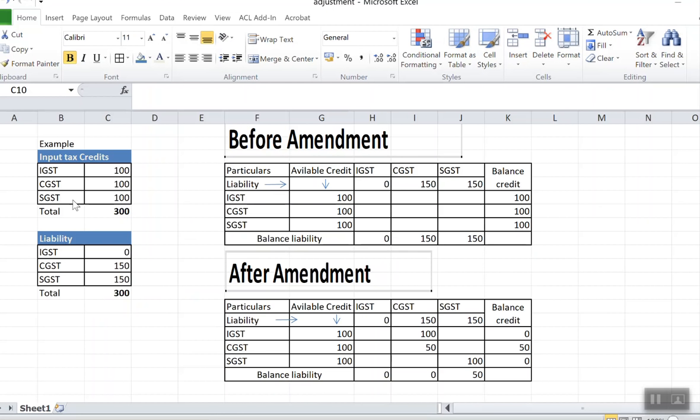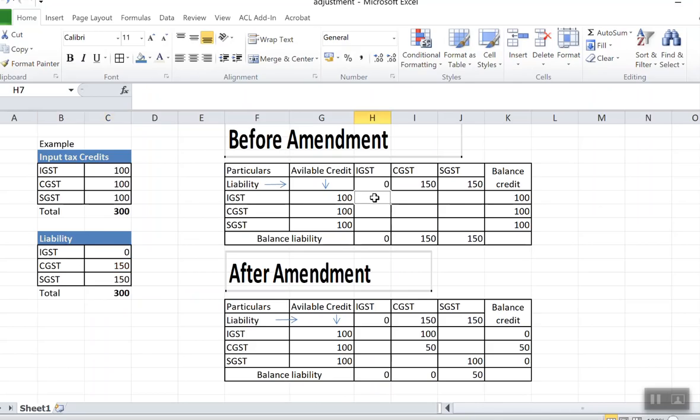Okay, let us take an example for this provision. We take IGST credit of 100, CGST credit of 100, SGST credit of 100. Totally there is a credit of 300, and we have a liability of CGST 150, SGST 150, total 300. This situation is very common where there are a lot of imports, a lot of interstate purchases, and there are only local sales. Let us see, in the case where there are a lot of imports and a lot of IGST credit, how it will impact us.